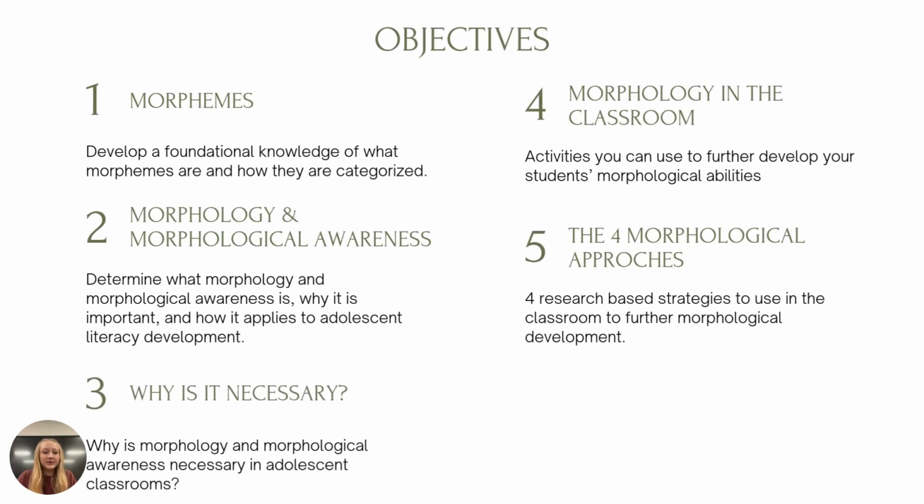We're going to go through our objectives. Our objectives are morphemes. What are they? We're going to develop a foundational knowledge of what they are and how they're categorized. We're going to talk about morphology and morphological awareness. We're going to determine what it is, why it's important, and how it applies to adolescent literacy development.